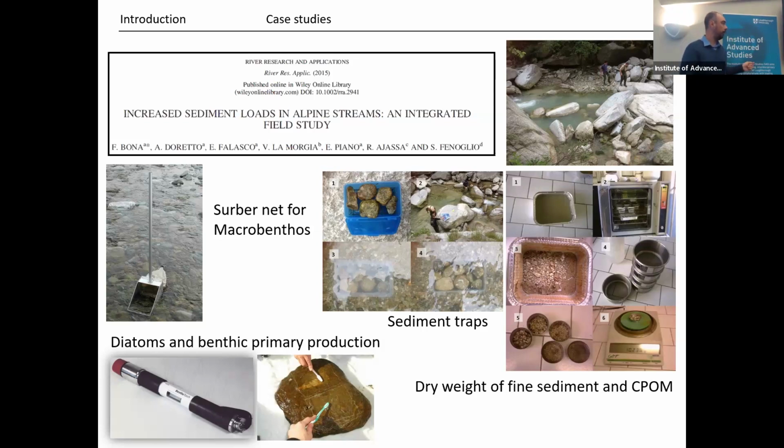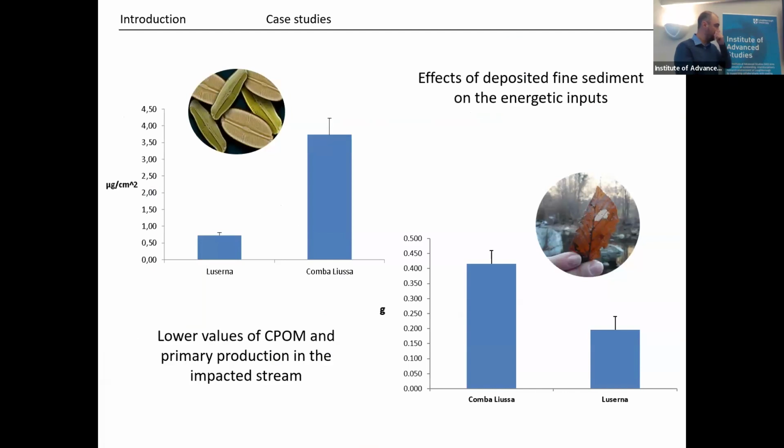Also, we collected in the field data on diatoms and benthic algae. We found that both the amount of benthic algae and coarse particulate organic matter was strongly reduced in the stream affected by siltation compared to the control stream. So these results confirm that siltation reduced the availability of the main food resources for riverine organisms.